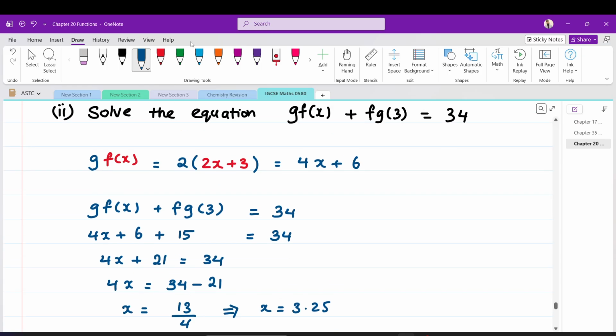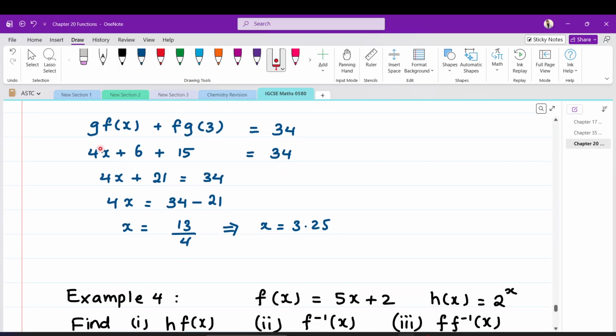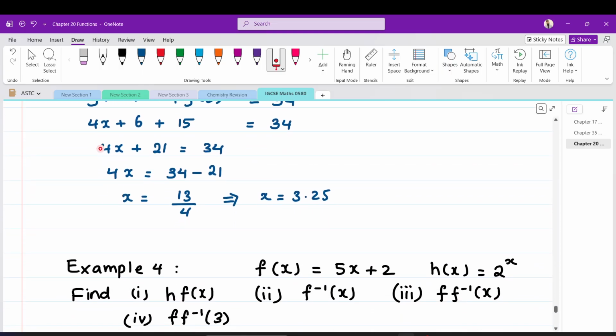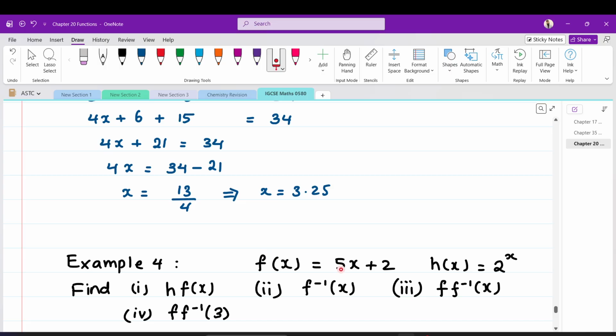Okay, so now remember, whenever the question tells you to solve, it always means to find the variable. In this case, it will be x. If let's say I have a question in terms of y, then that would mean find the value of y. So always remember, whenever the question tells you the word solve, it always means to find the value of x. Okay, now let's take a look at example number 4. f of x is equal to 5x plus 2.